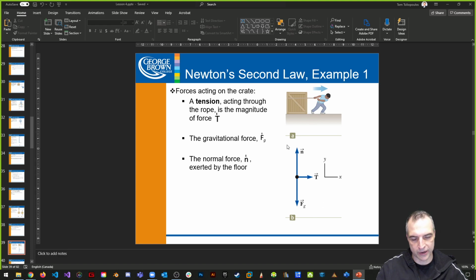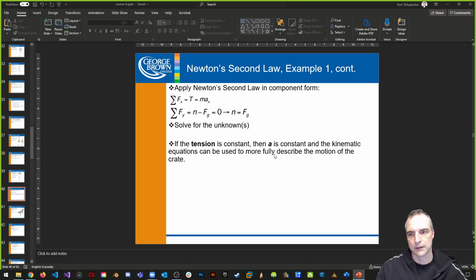But we can draw a free body diagram that looks like this, because this is the sum of the forces going to the right. We can apply Newton's second law, and we can see that the sum of all forces on the x-axis is equal to the tension, which is equal to mass times acceleration only on the x-axis, right? The sum of all forces on the y-axis, though, is the normal force minus the force of gravity, which is equal to 0. Why? Because on the y-axis, he's not sinking through the ground. Therefore, on the y-axis, the sum of all forces is known to be at equilibrium.